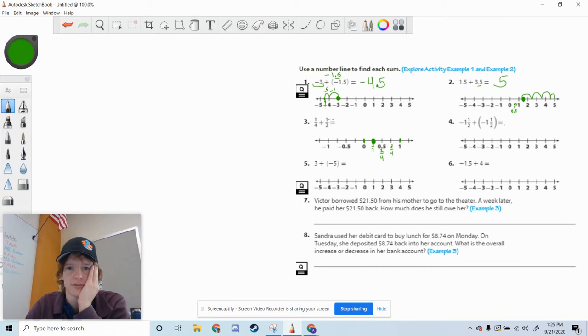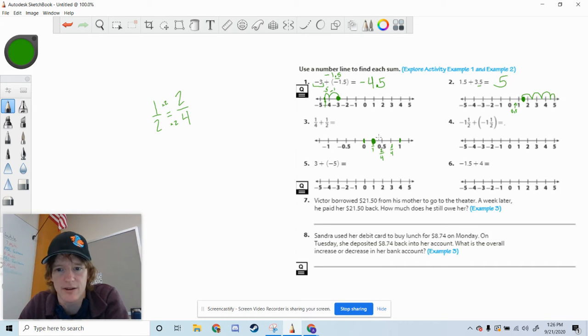1/2 is how many 1/4s? Let's see, that's times 2 on the denominator. We'll do times 2 on the numerator, so 2/4. So starting here, we're going to the right because we're adding. 1, 2/4 takes us to 3/4.